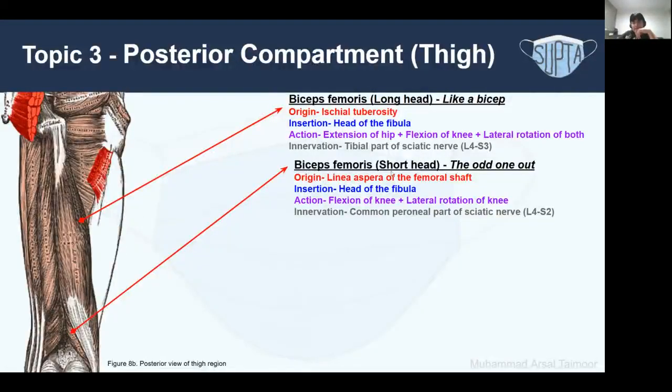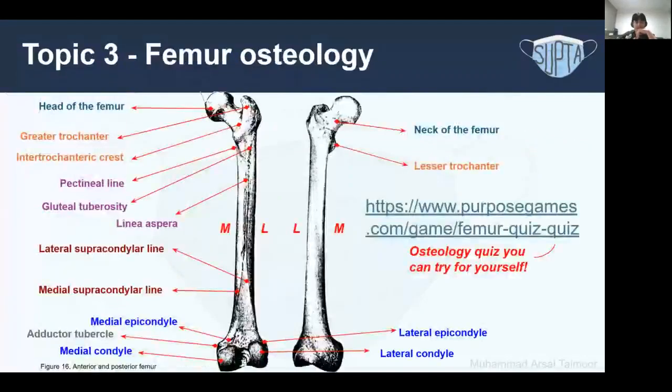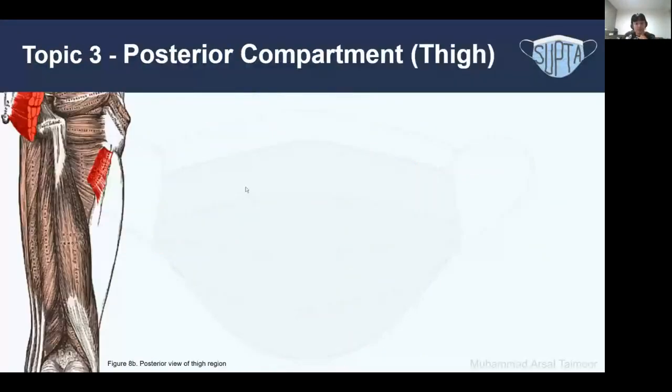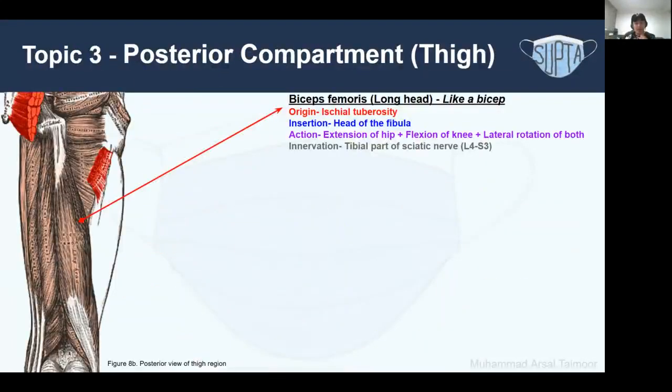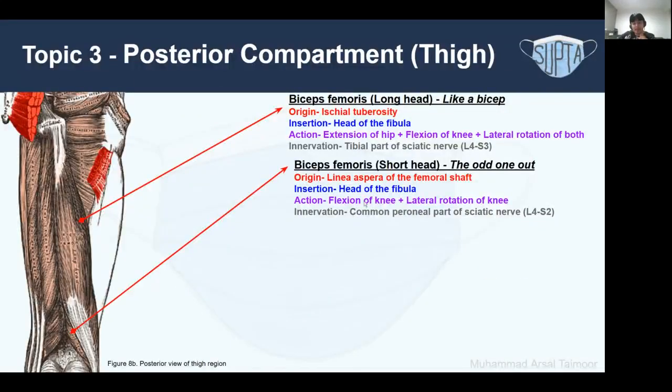So the biceps femoris short head sits a bit lower down, and it originates lower down from the linea aspera. So the linea aspera, we sort of saw that earlier. And it inserts onto the head of the fibula, similar to the biceps femoris long head. And it obviously will flex and it will laterally rotate.